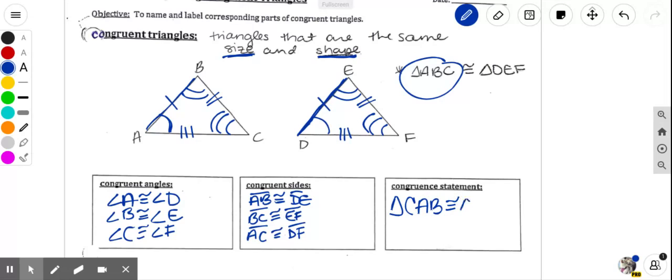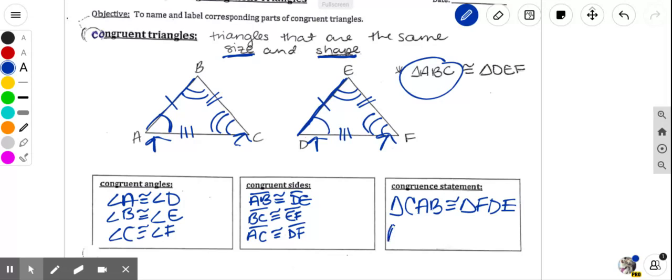To figure out the corresponding angle in the other triangle, you have to match up the order. I did C first. C is congruent to F, so that means F has to come first here. Then I did A, which is congruent to D, so then D would come, and then B is congruent to E. So that'd be another way you can do the congruent statement.